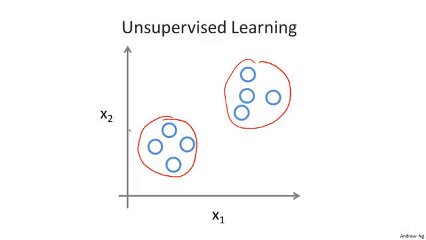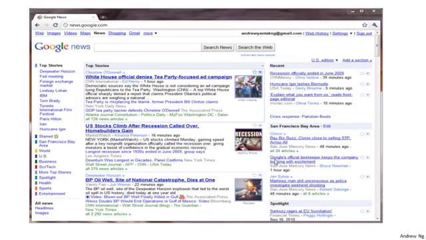So this is called a clustering algorithm, and this turns out to be used in many places. One example where clustering is used is in Google News. If you've not seen this before, you can actually go to this URL, news.google.com, to take a look. What Google News does is every day it goes and looks at tens of thousands or hundreds of thousands of news stories on the web, and it groups them into cohesive news stories.